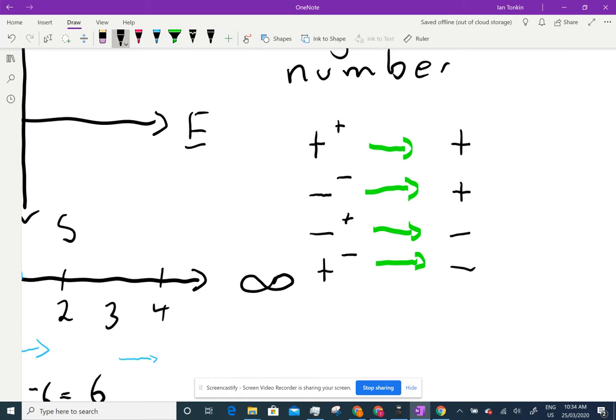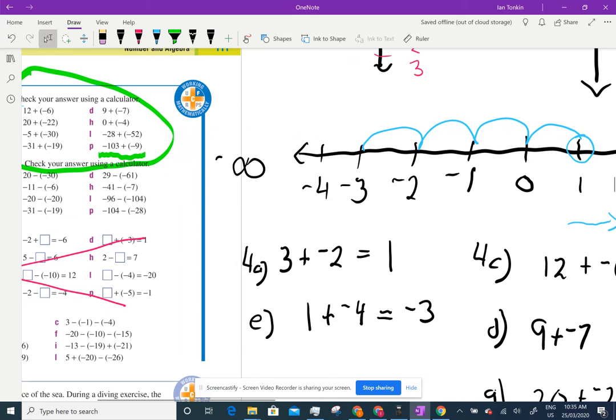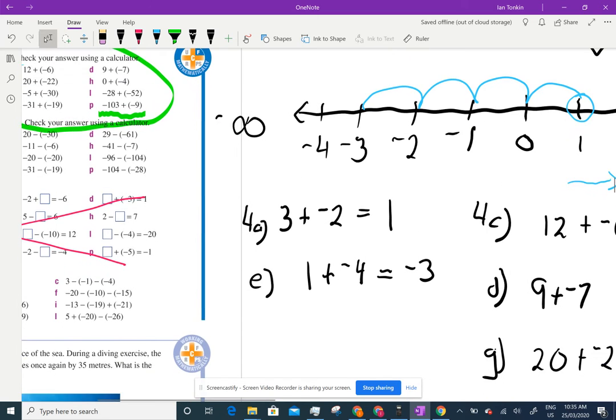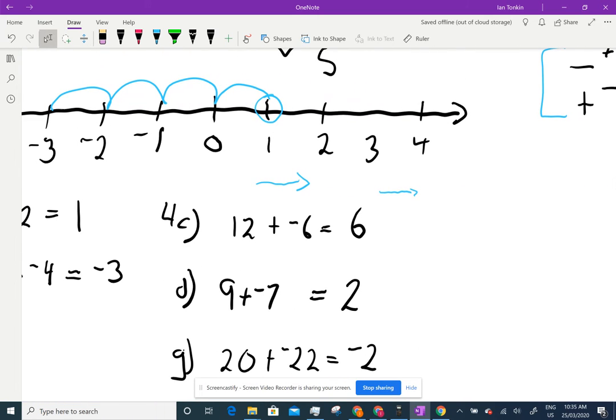An easy way to remember it is if the signs are different, like these two here, you get a negative. And if the signs are the same, you get a positive. So let's now have a go at some of those questions from 4 using that. So we did C, D, G. Hopefully you've gone and done them yourself, but I'm now going to do H.